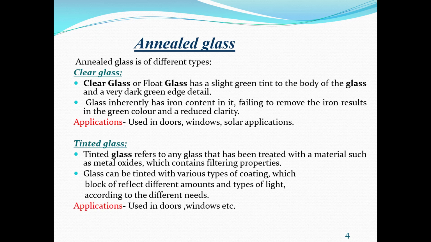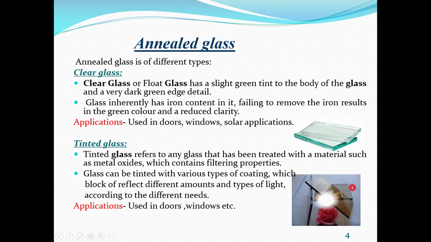So these are also used in doors and windows for aesthetic purposes. Suppose you want a different color shade, you can go for the tinted glass by adding different types of metal oxides. Now we can see the picture of a clear glass. As I told, it's slightly greenish with edge detail. More green is there. And tinted glass is the one which has got a color change.